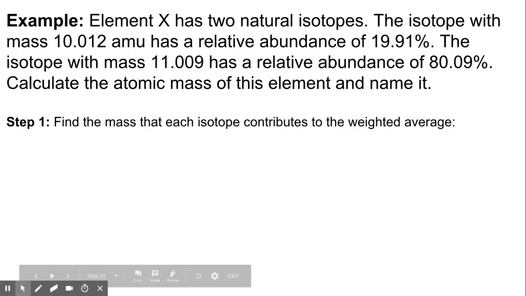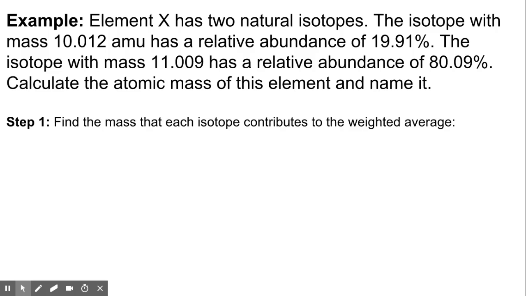All right, so here's how we actually do it. We have an element X, and it has two natural isotopes. The isotope with a mass of 10.012 AMU has a relative abundance of 19.91%. The isotope with a mass of 11.009 has a relative abundance of 80.09%. Now we want to calculate the atomic mass of this element and figure out what element it actually is.